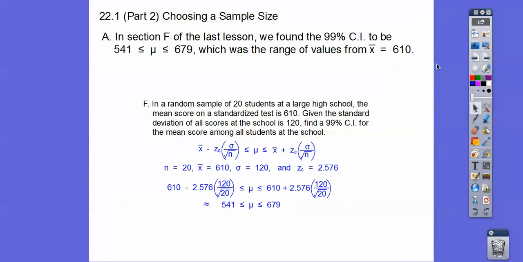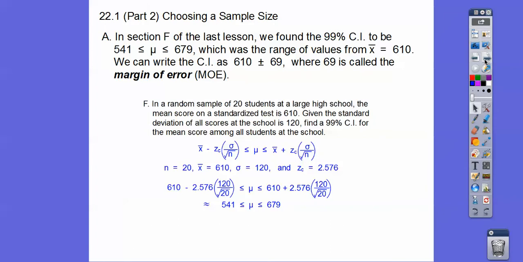Then what we can use with that is we can write the confidence interval. This 2.576 came from our z-score for 99%, and this was our population standard deviation right here, and this was our sample size right here. When we found that out, we found this little piece to be about 69. It was 69 and some change, and so we took our sample mean, x bar, 610, plus or minus that 69. And that 69 is called our margin of error, and I'm going to abbreviate it in this lesson as MOE for margin of error.